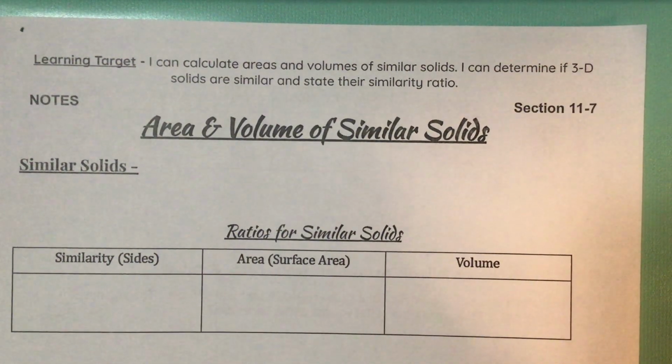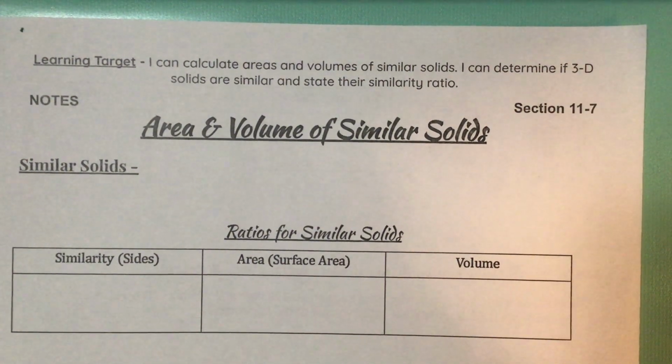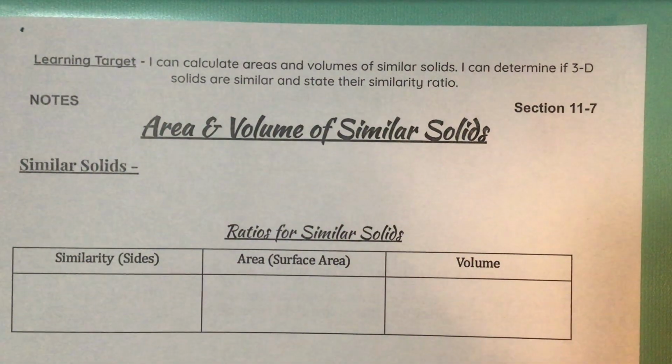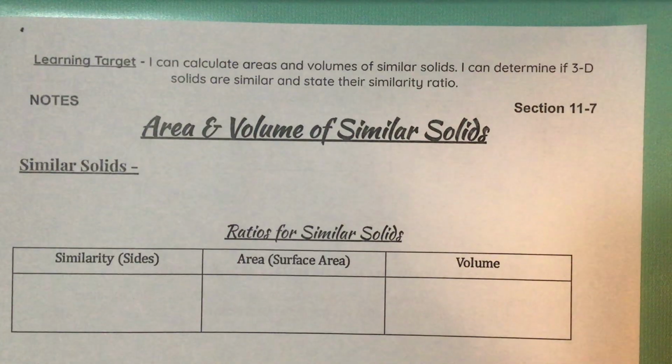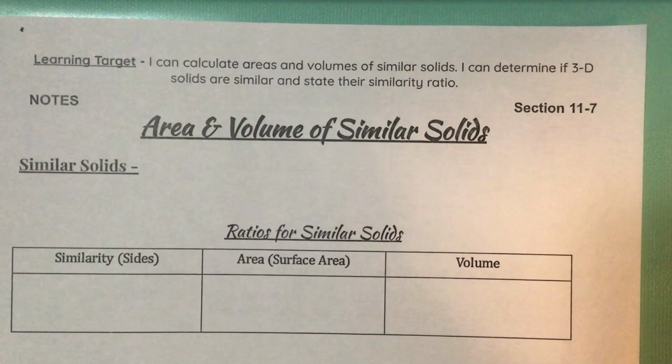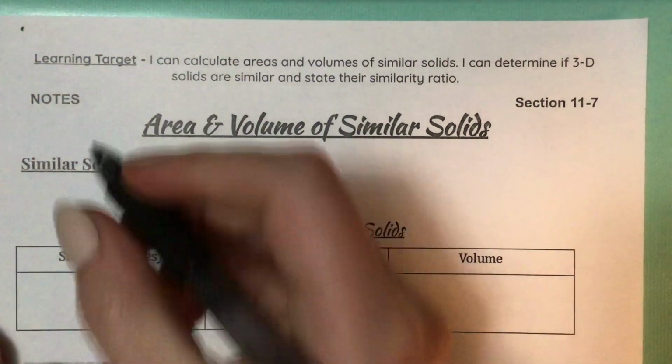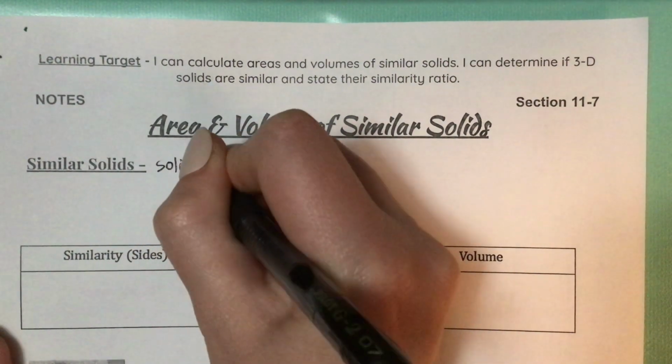Hello, we are in our last section for chapter 11. We are in chapter 11, section 7, and we are finding the areas and volumes of similar solids. So let's jump in and talk about what similar solids are. These are solids that are the same shape.